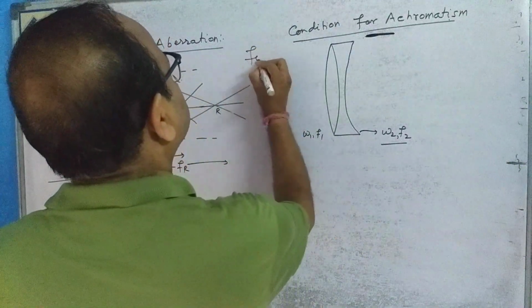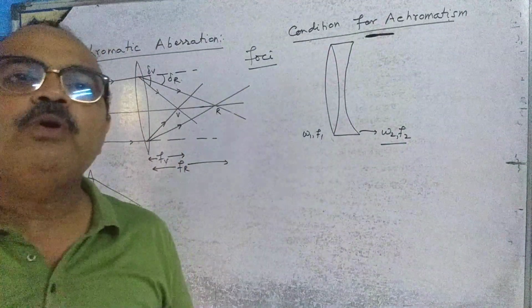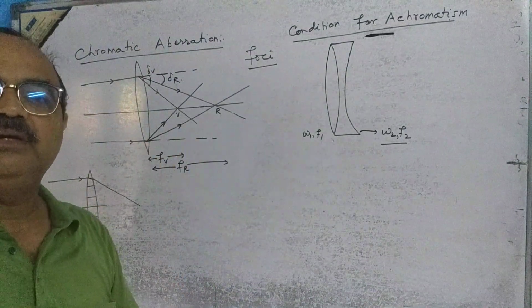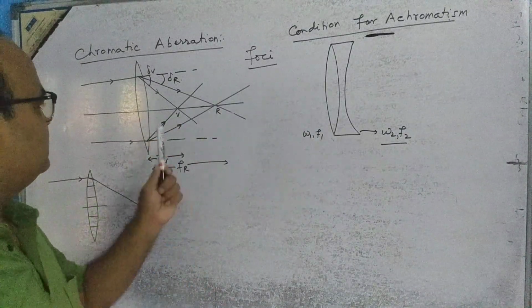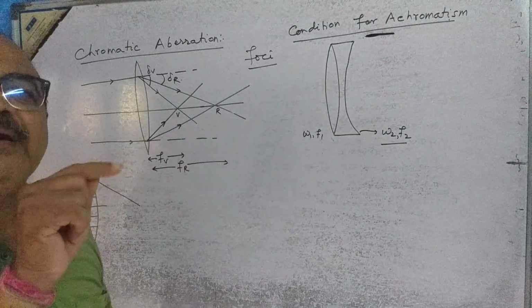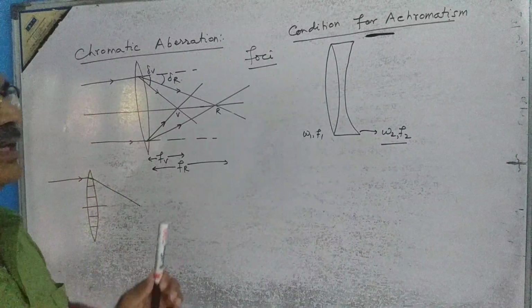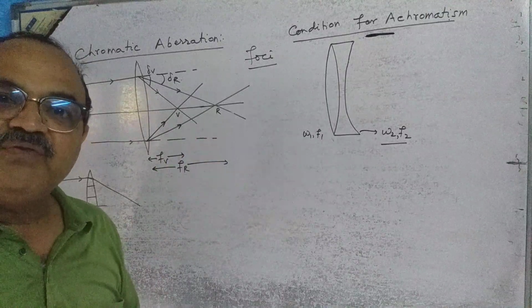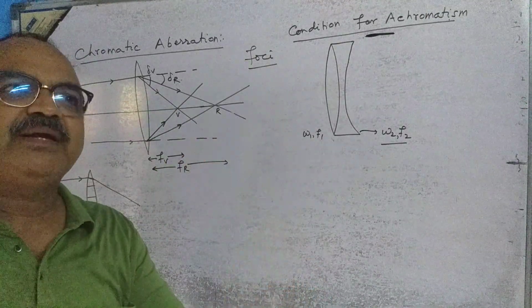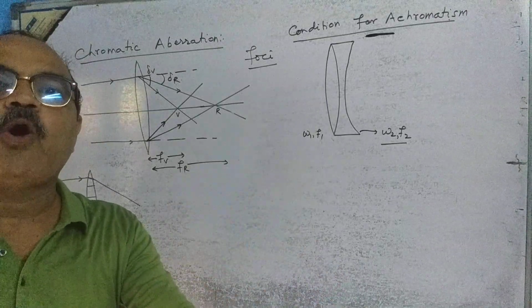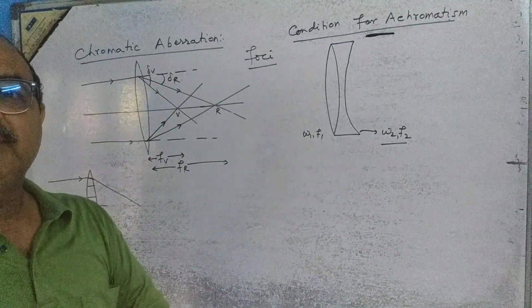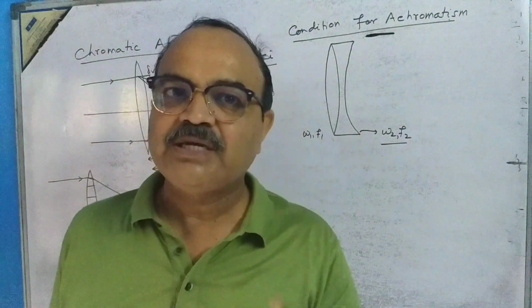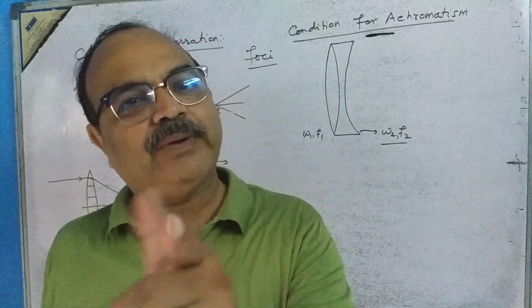The plural of focus is foci. A number of foci will be obtained here. This is the violet, this is the red, and in between definitely indigo, blue, green and all the colors will be there. So we are not getting a single focus but a number of foci. This is an optical defect. Then definitely it is very difficult to locate the focus of this lens. This is called chromatic aberration.